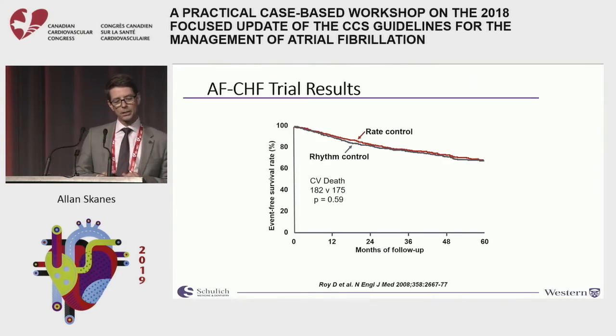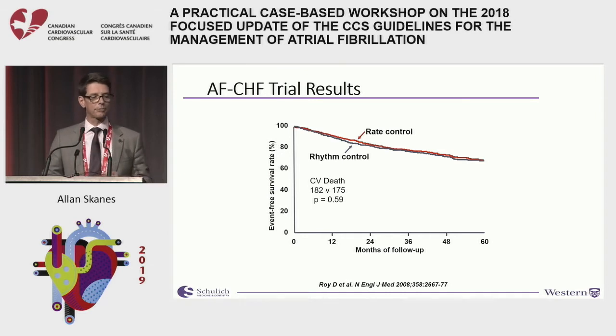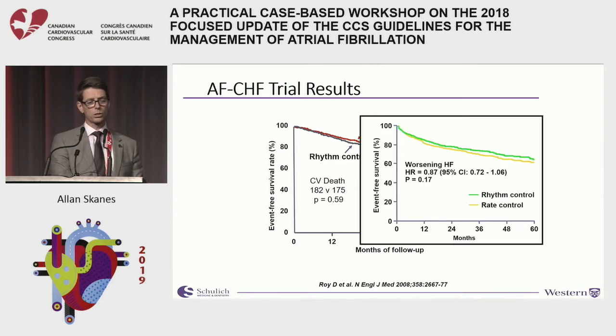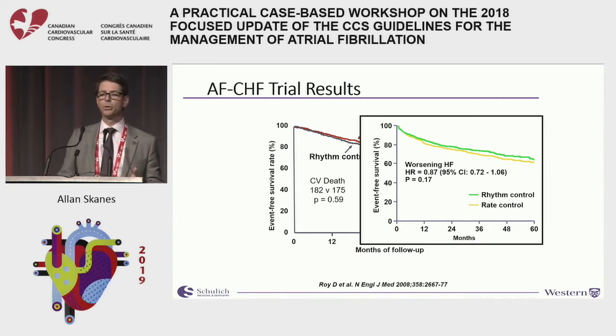So if we go back to 2008, which was 10 years ago, the AFCHF trial looked at what to do for patients with A-Fib and heart failure. And at that time, A-Fib ablation was not a strong moving strategy for these patients. So the vast majority of these patients got amiodarone in the rhythm group, rate control in the other group. They're followed, and you can see the event-free survival, no difference. When we looked at worsening heart failure, no difference. So it became clear at this time that the way we were doing rhythm control for these patients was not benefiting them beyond symptom management.